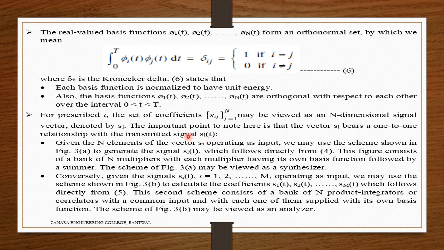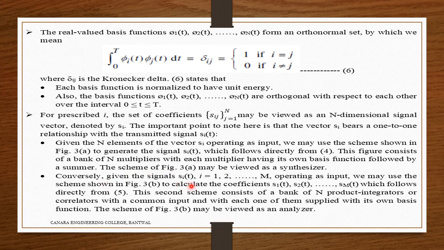Now, some points have to be considered. Given the N elements of the vector si operating as an input, we may use the scheme shown in figure 3a to generate the signal si of t, which follows directly from equation 4. This figure consists of a bank of N multipliers, with each multiplier having its own basis function, followed by a summer. The scheme of figure 3a may be viewed as a synthesizer.